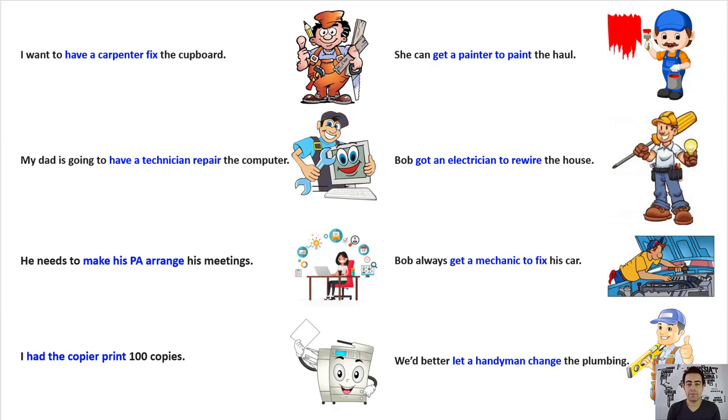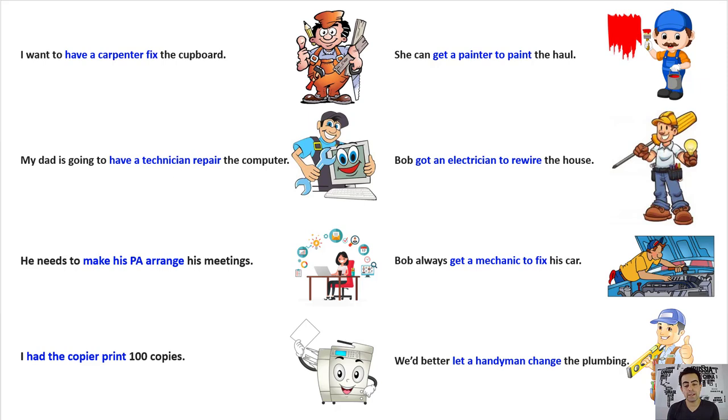Next one. She can get a painter to paint the hall. Bob got an electrician to rewire the house. Next one. Bob always gets a mechanic to fix his car. Remember, when your causative verb is get, your action verb or the agent's action should be used in the form of infinitive with to plus verb, like get to paint, got to rewire, get to fix, like that.